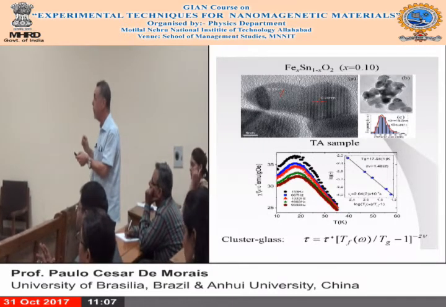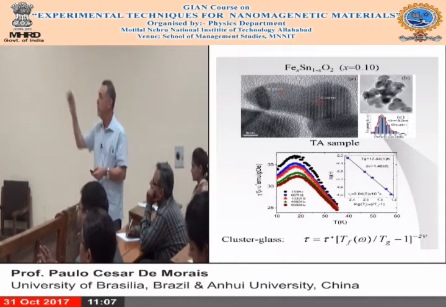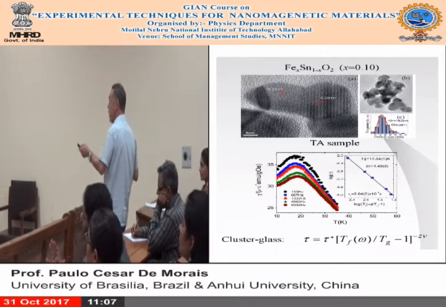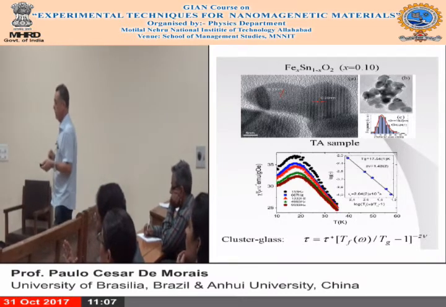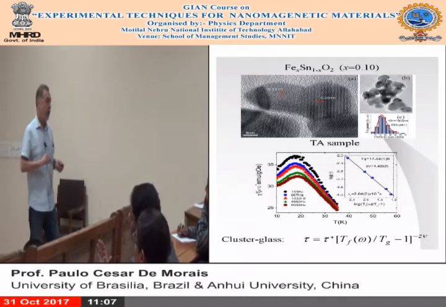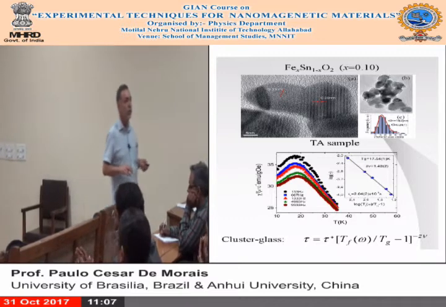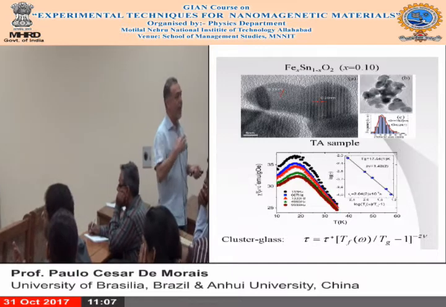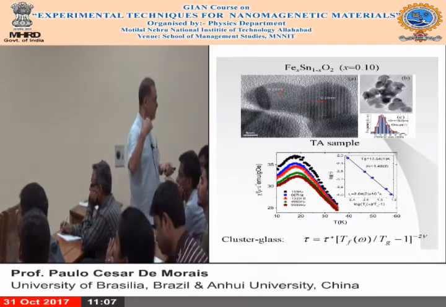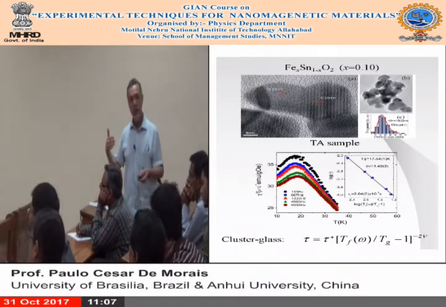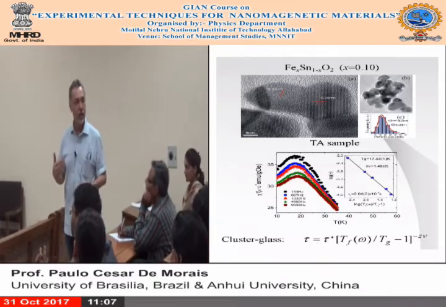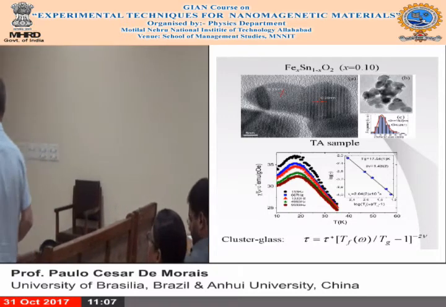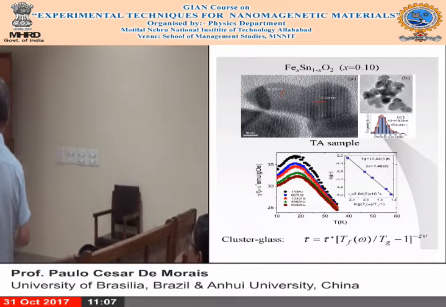The highest doping sample is this one. And then we check more carefully this sample, because we expect this sample is the one that presents the highest concentration of the extra phase. And we want to learn a little bit more about this extra phase. So that's why we choose this highest doping sample and analyze it better.